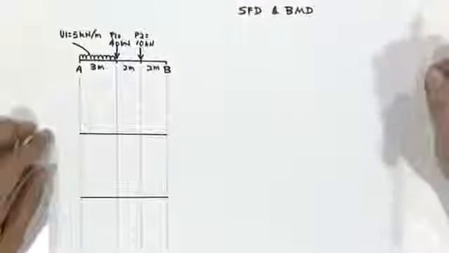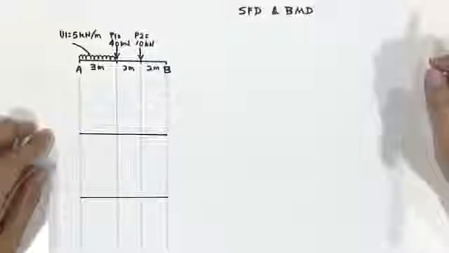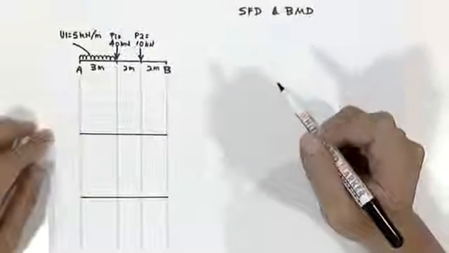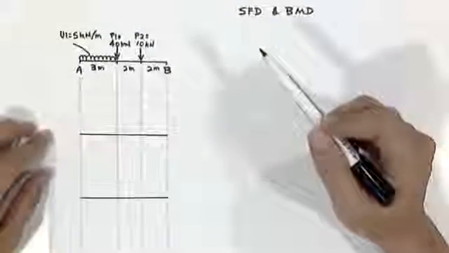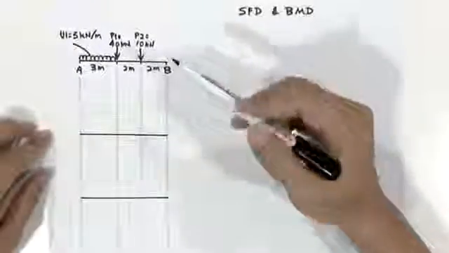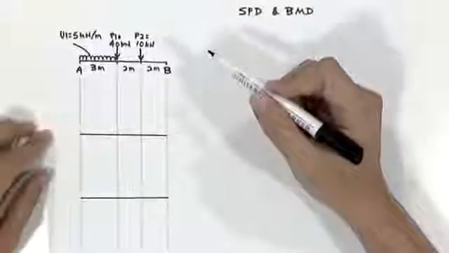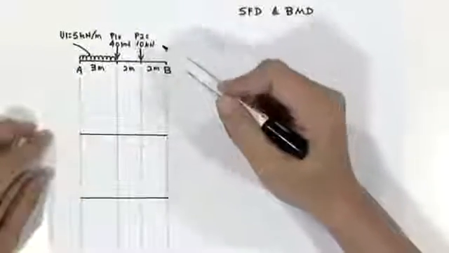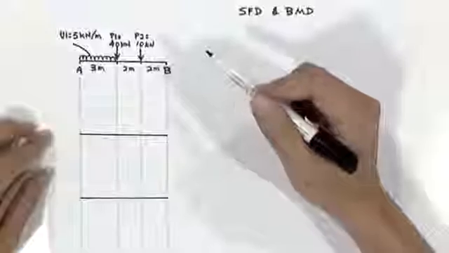Good day, class. Today I'm going to show you how to draw a shear force diagram and bending moment diagram for a beam. So we have a simply supported beam, point A and point B, with the span of 7 meter, and on this beam it has three loads.